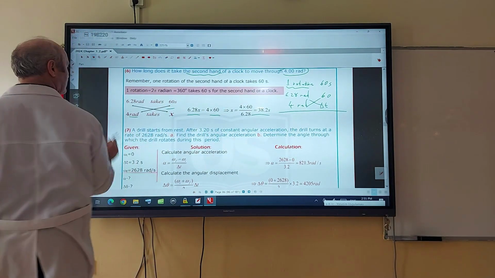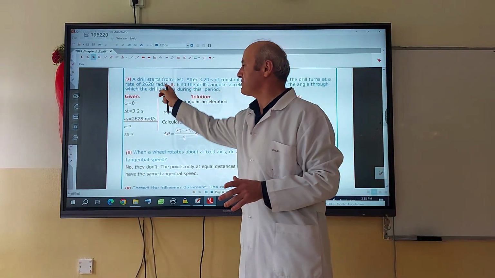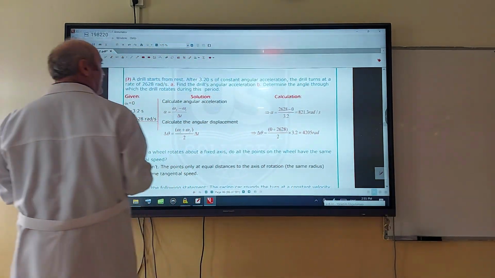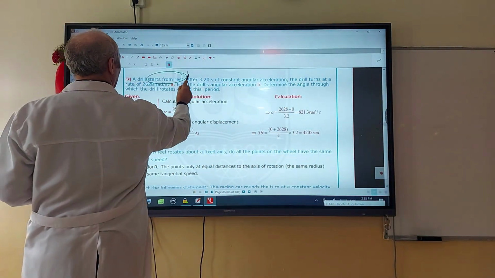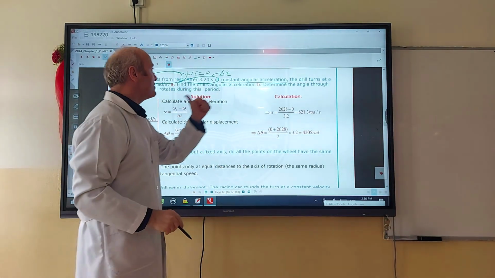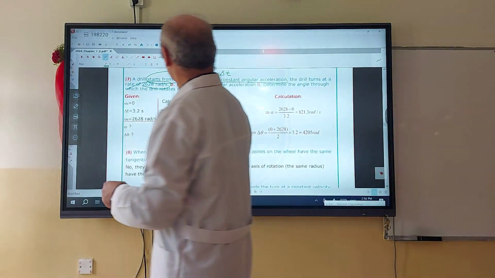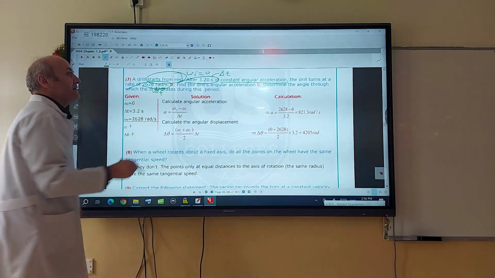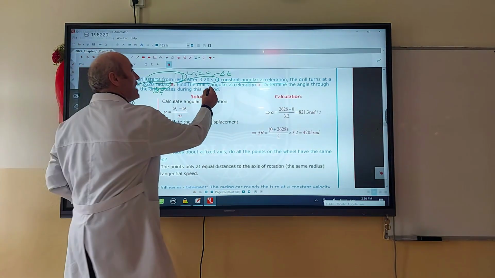And question number 7. A drill starts from rest. After 3.2 seconds of constant angular acceleration, the drill turns at a rate of 2,628 radian per second. So find the drill's angular acceleration and also determine the angle through which the drill rotates. Okay, angular acceleration, of course we should use the definition of angular acceleration because it starts from rest. Initial angular speed is 0. After 3.2 seconds, which is delta t, of constant angular acceleration, the drill turns at the rate. In fact, this is the definition of angular speed. Rate of rotation is angular speed, so this is fine. Also, you can tell by the unit radian per second that it is omega final. Omega initial is 0. Omega final is 2,628. Time delta t is 3.2. So calculate alpha.